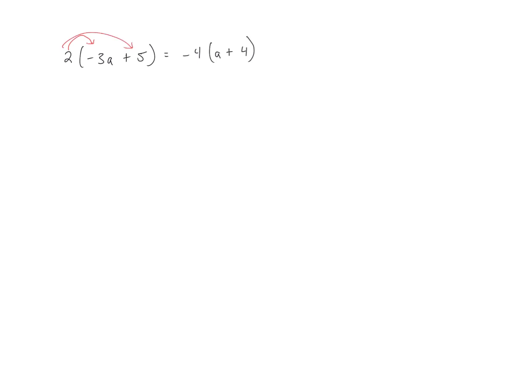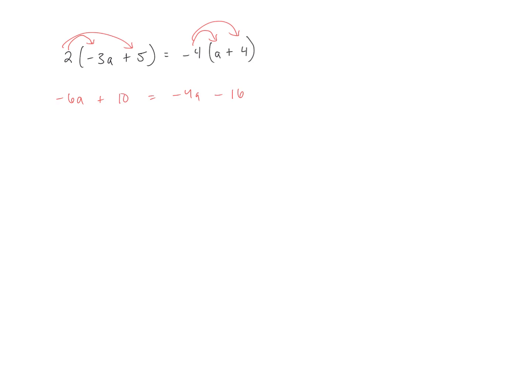So we have 2 times negative 3a, which is negative 6a. 2 times positive 5 gives me 10. On the opposite side, I've got negative 4 times a plus 4. I've got to distribute inside. So negative 4a minus 8, because I have negative 4 times a positive 4, which gives me a negative, not negative 8. Negative 16, my apologies.